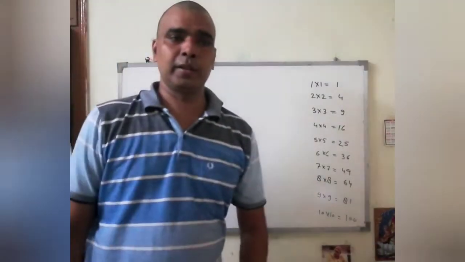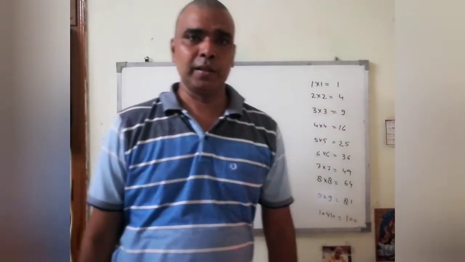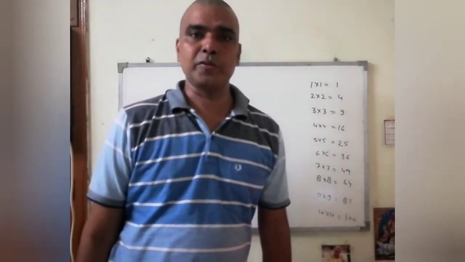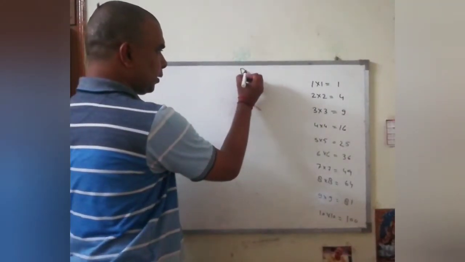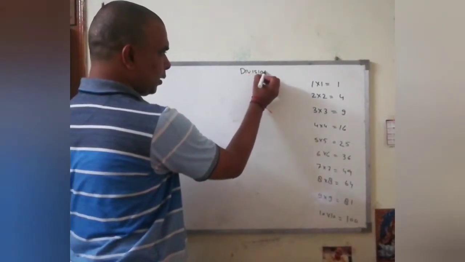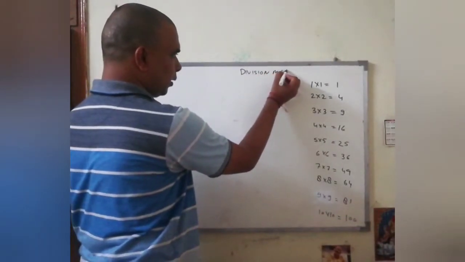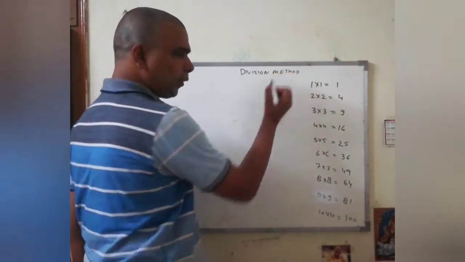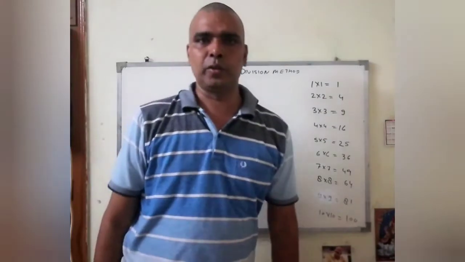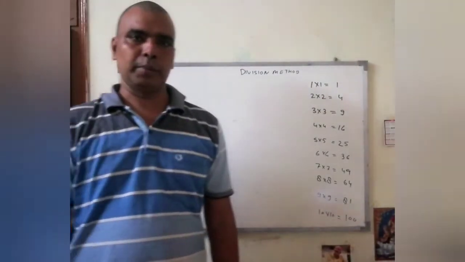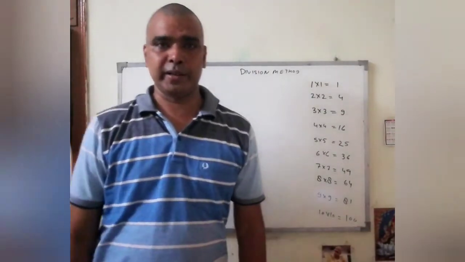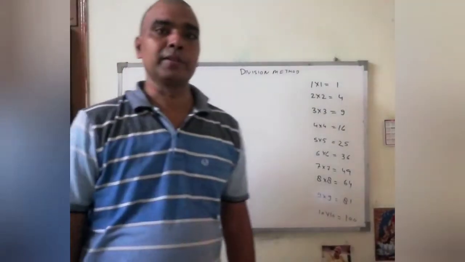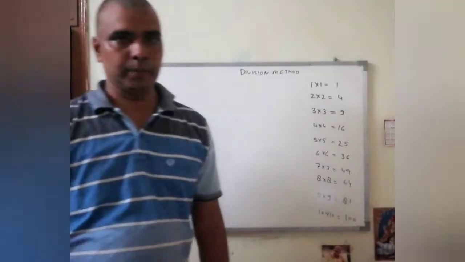Dear students, today we will see how to find the square root of 7 using the division method. I have already told you three methods to find the square root. Number 1, repeated subtraction method. Number 2, prime factorization method. And the third one is the division method.